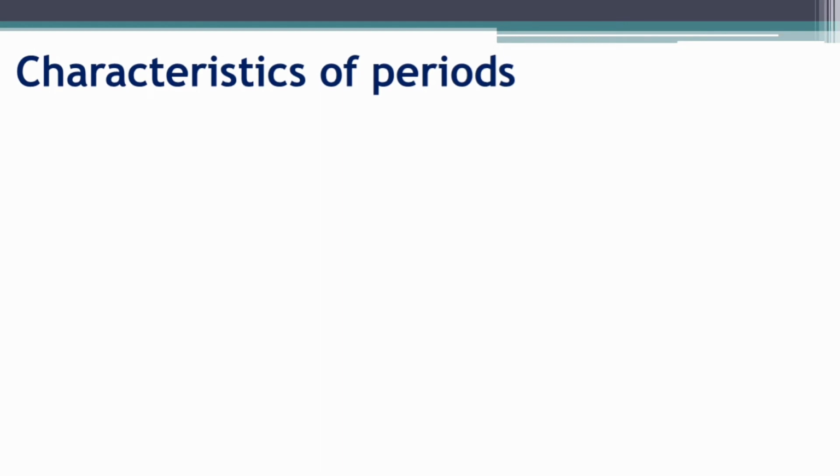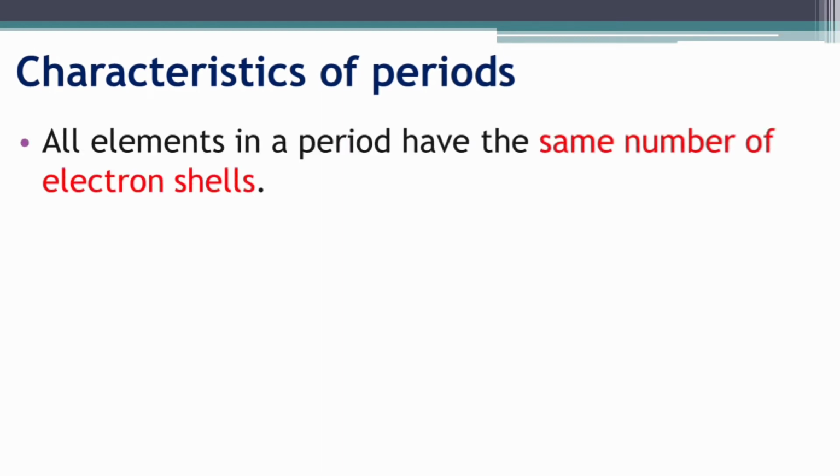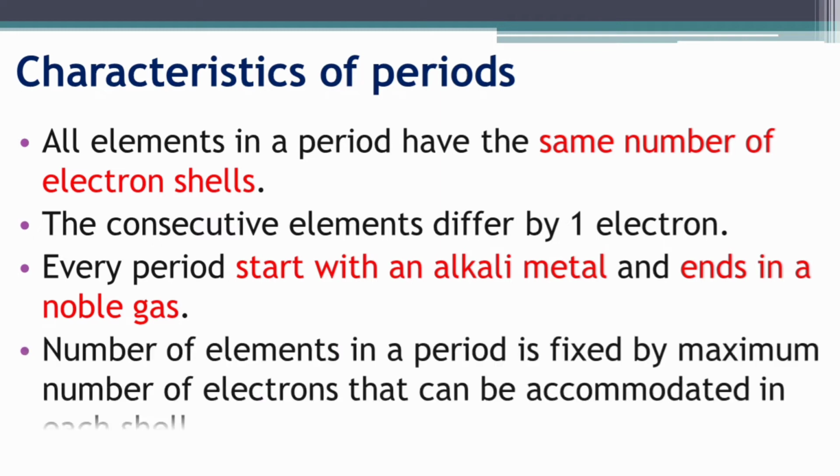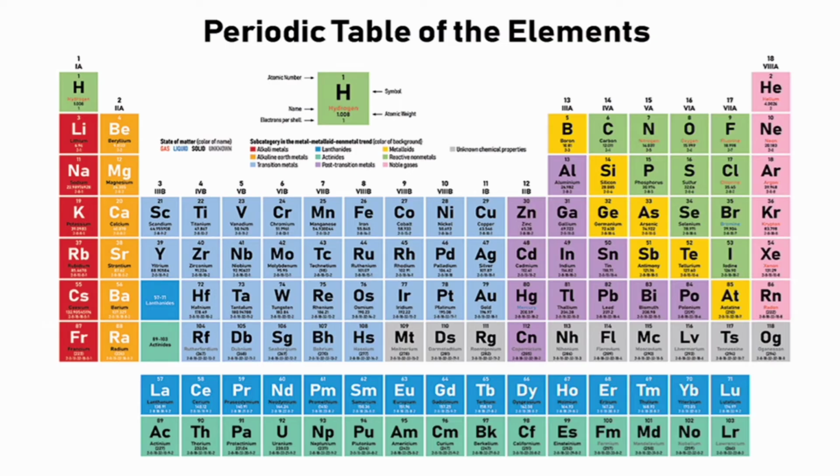So let's summarize the characteristics of elements in a period. In a period, all elements have the same number of electron shells. The consecutive elements differ by 1 electron. Every period starts with an alkali metal and ends in a noble gas. The number of elements in a period is fixed by the maximum number of electrons that can be accommodated by the outermost shell of the element present in that period.